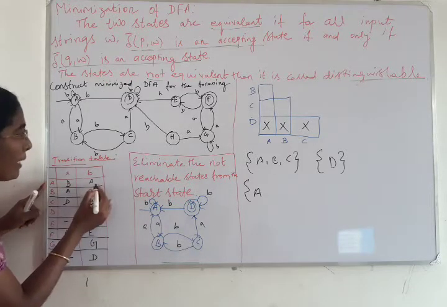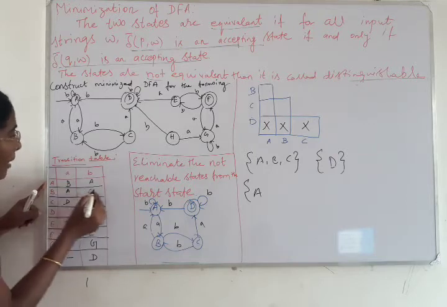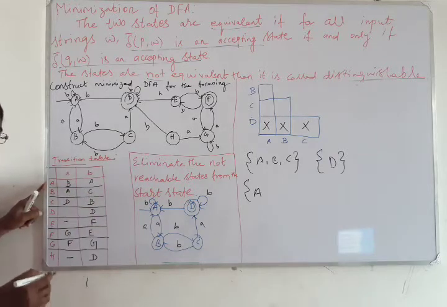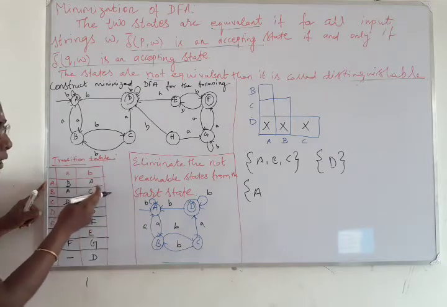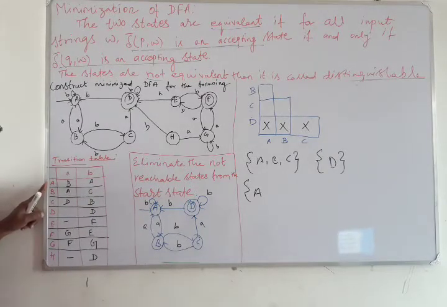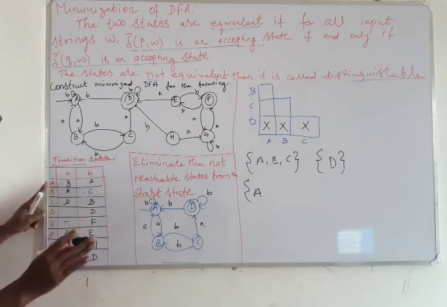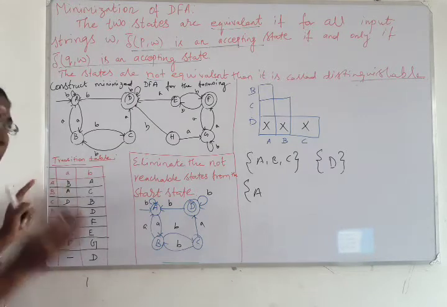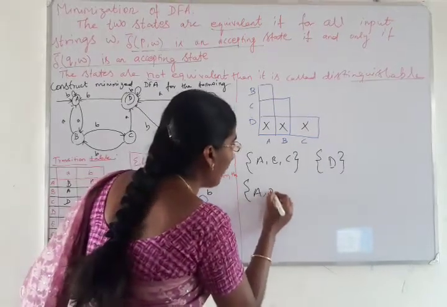Next A comma B, that is to A. B comma B is to C. Right? Both the states A and C are non-final states. Hence the states are said to be equivalent up to the transitions for the symbol A and B. A and B are equivalent.